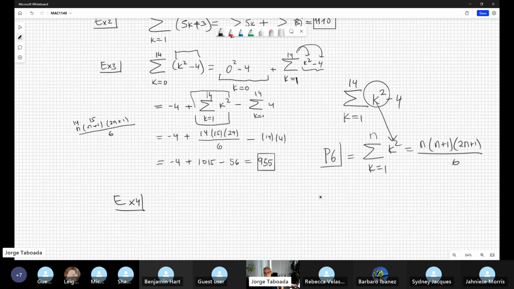Now, the other part is pretty easy. It's just a constant, 4 multiplied by 14 is 56. So we're using that formula, and in that formula n is 14. So 14 here, 15 here and 29 here. Where does 29 come from? 14 times 2 is 28 plus 1 is 29. And the rest you put in a calculator and end of the story. Super cool.